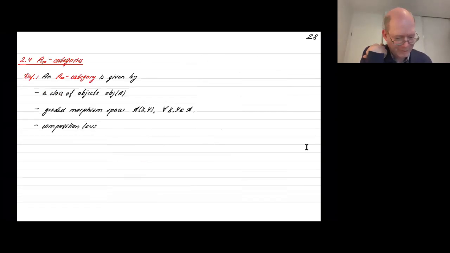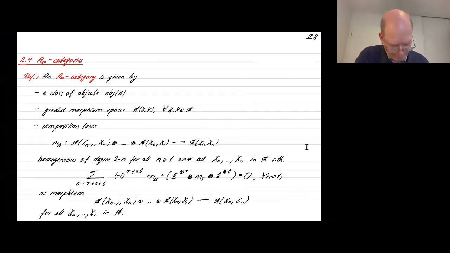Okay, and then one last section: we have the notion of A infinity category, which is the natural multi-object version of the notion of A infinity algebra. It has a class of objects. For any pair of objects, we have a graded morphism space, and then we have compositions Mn. The compositions go from tensor products of morphism spaces to some morphism space.